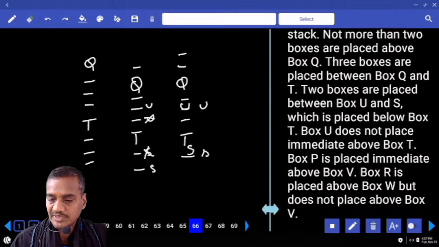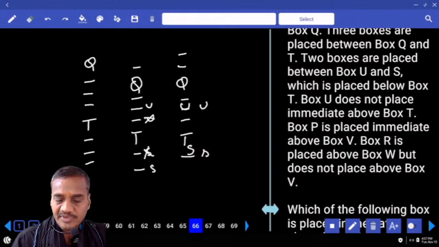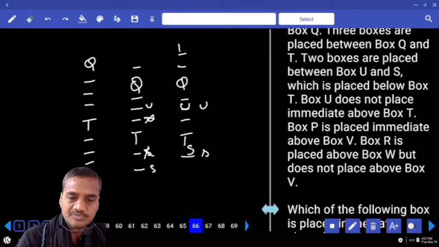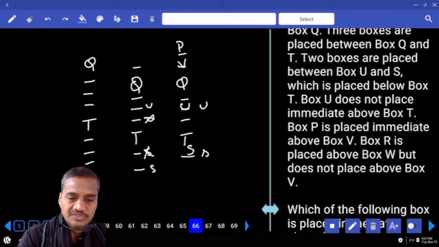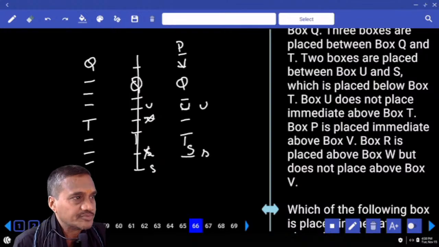And next one, P is placed immediately above V. Now P is placed immediately above V. What is the only possibility we have at this place? P is here. P and V were at this place. Now in this case, P and V adjacent to each other, not possible.